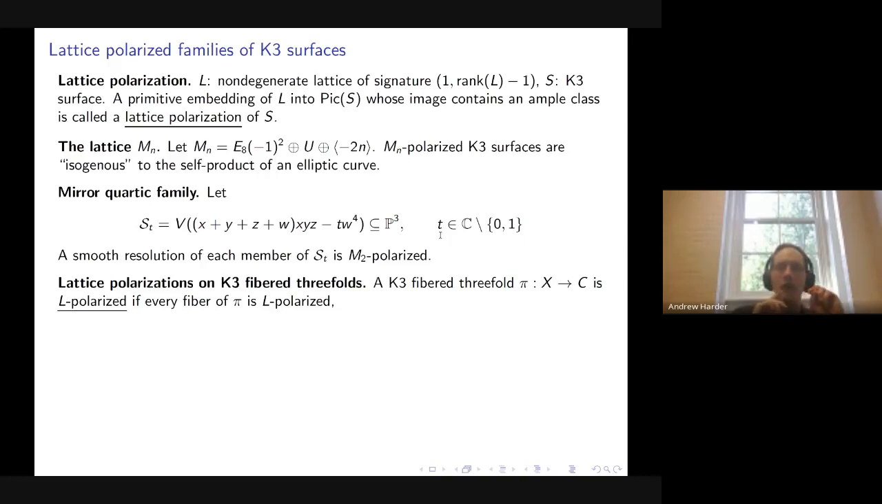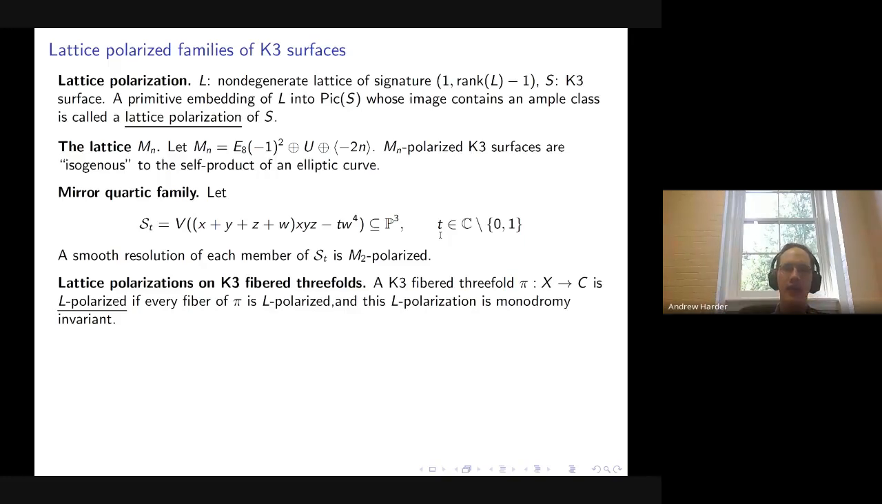So now I'll talk about the mere quintic family, and maybe that one's more obvious. I don't know. So a lattice polarization on a K3 fibred threefold is going to be an L polarization on each fiber in such a way that the lattice polarization doesn't move with monodromy. So the way you should think about this is that if you take the bundle of, say in this case, H2s associated to the fibers of this map, so this is R2 pi of, say, Z.